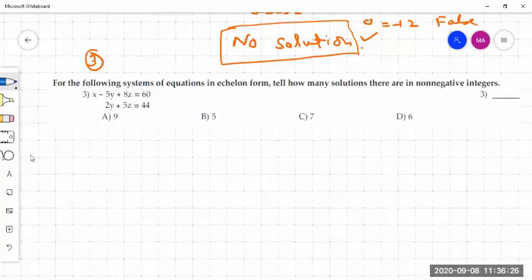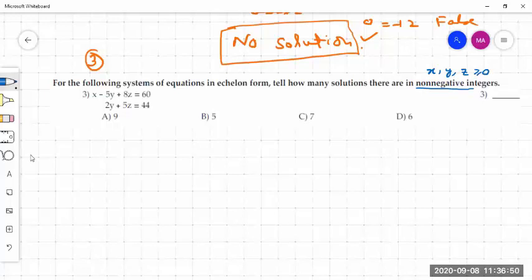So here, non-negative integers mean that your x and y and z should all be greater than or equal to 0. None of them could be negative, and they should be integers. Each of them should be an integer. How many solutions are there?